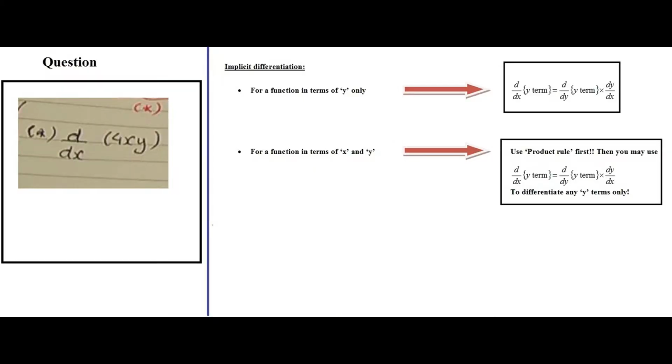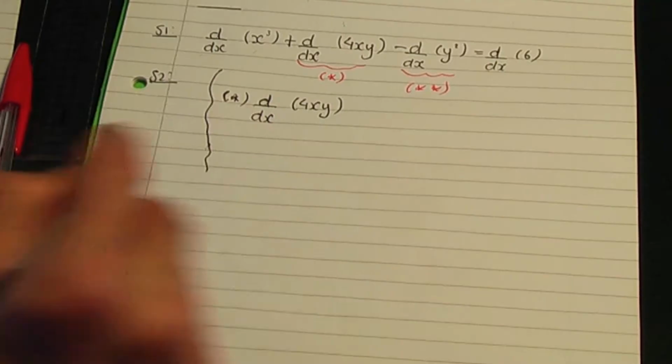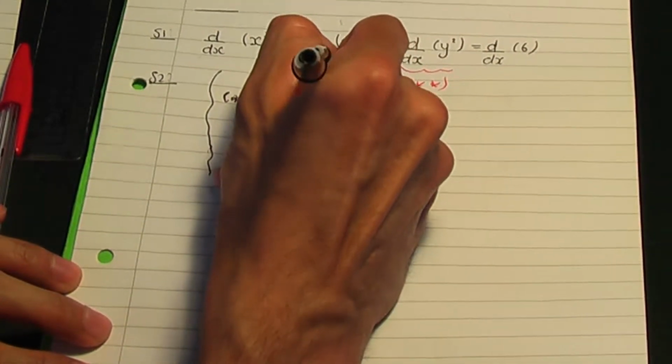So remember the second note that I made in the previous video: whenever you have a term involving x and y, like 4xy here, we need to use the product rule. We can't use the chain rule related result. We only use the chain rule related result when differentiating a y term only.